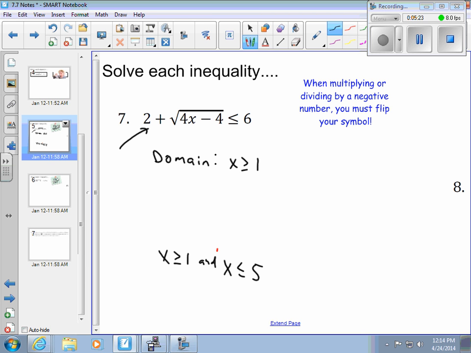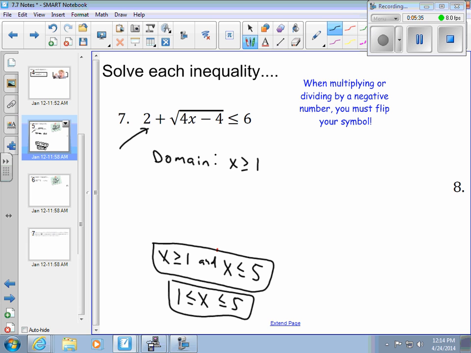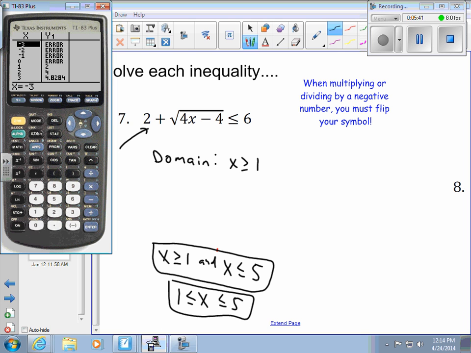Now, if you want, you can combine these together into a compound inequality that would say x is less than or equal to 5 or greater than or equal to 1. So that would be another way to write the solution. So when you're finding the domain, you can graph it out like we did here to find it out.